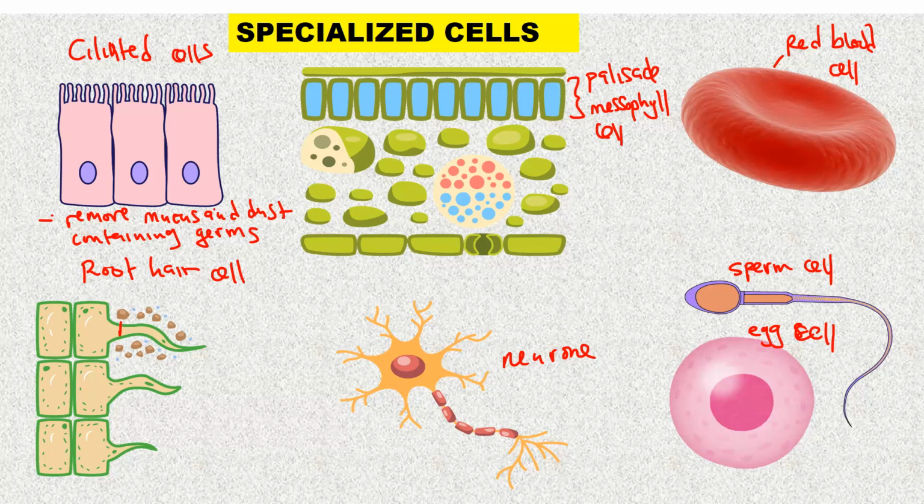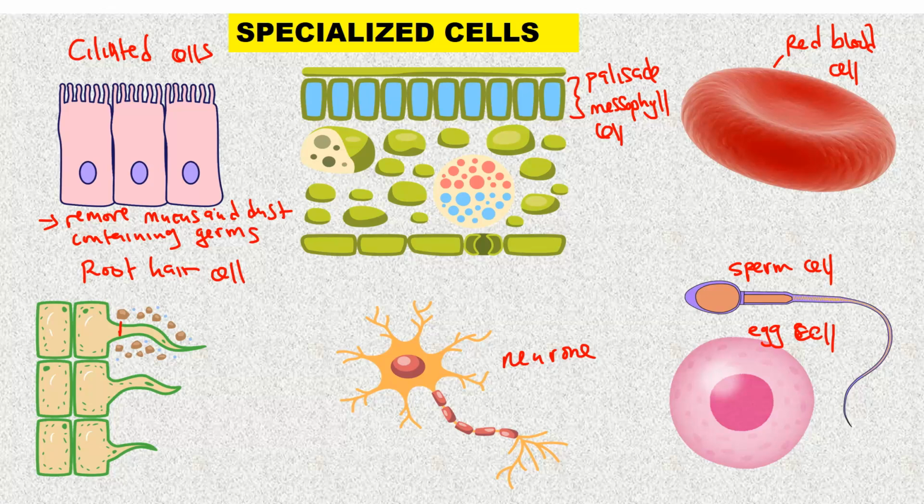So take note of that as you are going through this part. So remove mucus and dust containing germs. That is from the respiratory tract. But these are also found in the oviduct where they move the ovum or the egg toward the uterus. One function. So they are found in the respiratory tract or in the oviduct.